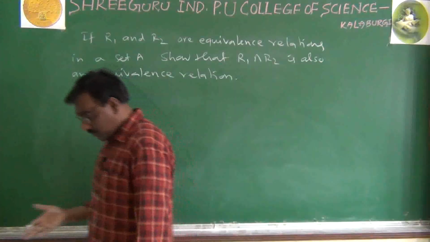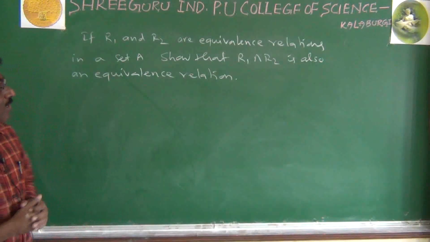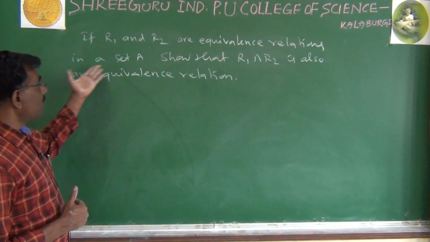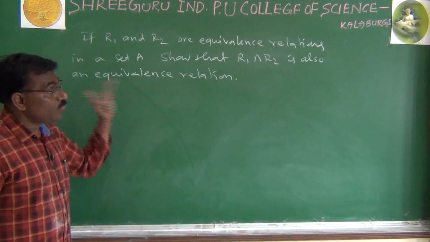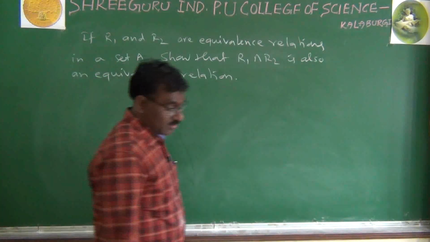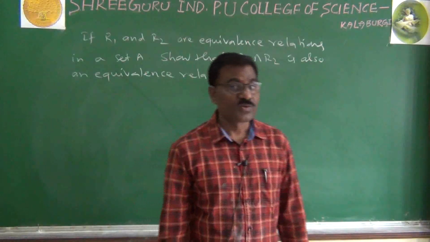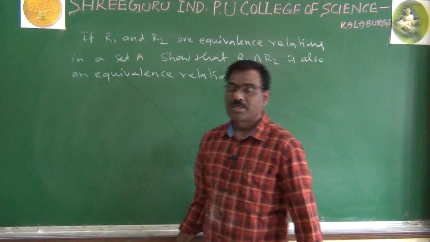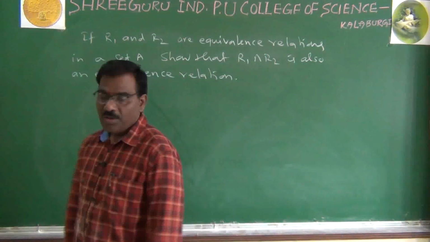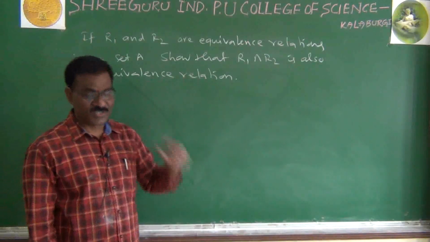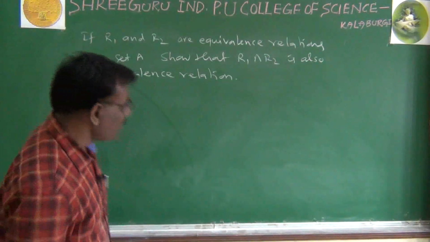Very, very important question. R1 and R2 are equivalence relations on a set A. Show that the intersection is always an equivalence relation. Sometimes in CET the question asks this: when R1 and R2 are equivalence relations, the intersection is always an equivalence relation. But the union is not necessarily an equivalence relation, only the intersection. So it is an interesting problem.